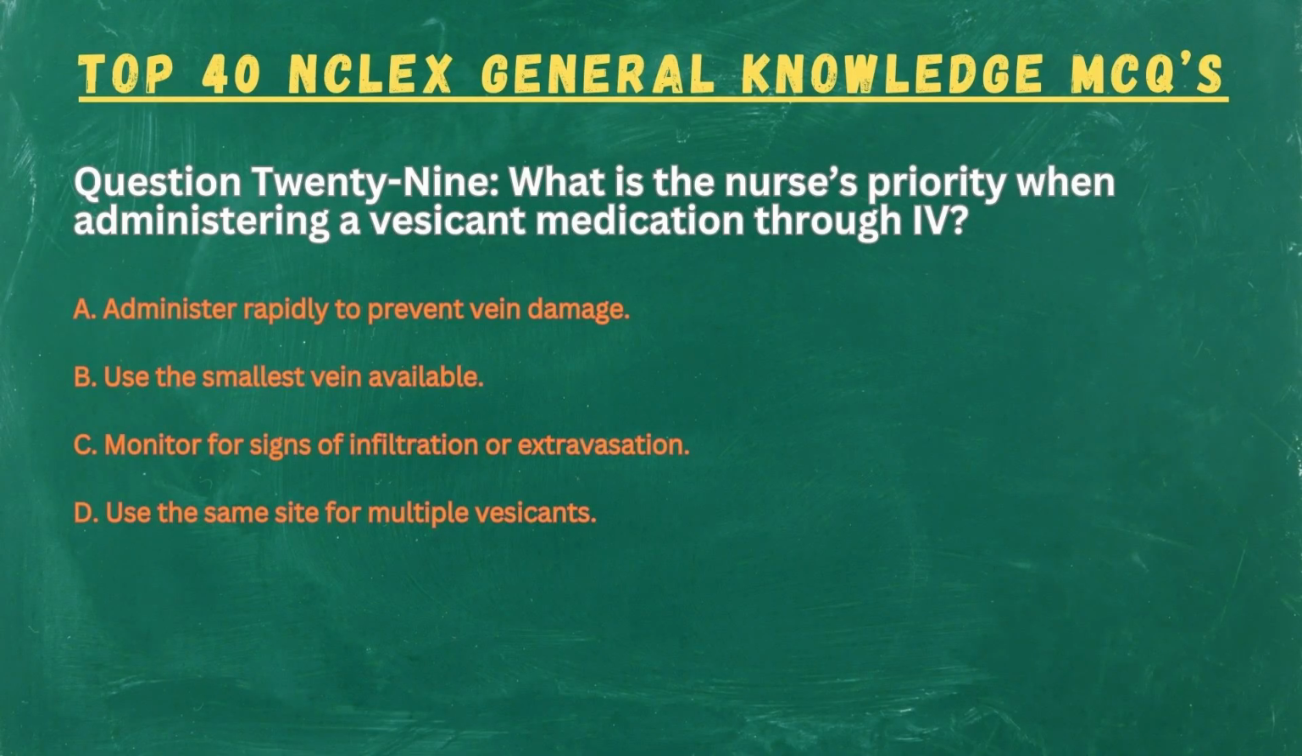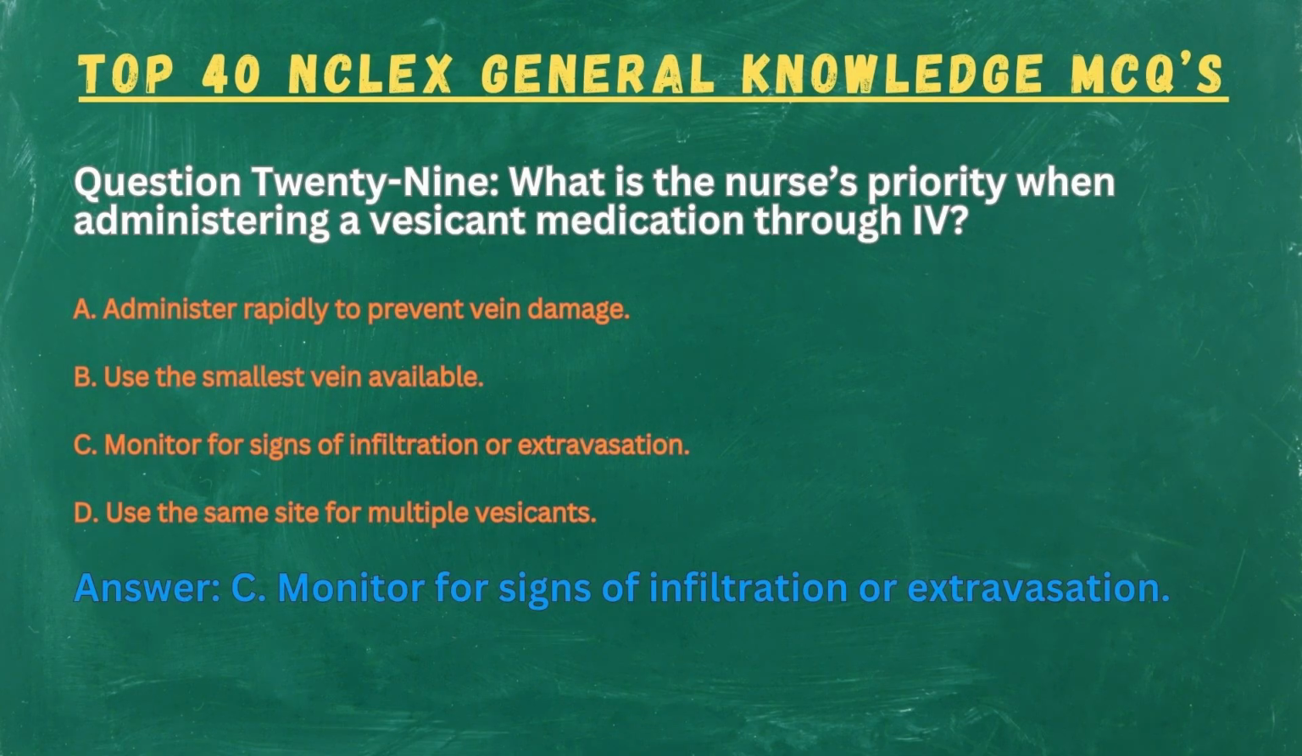Question 29. What is the nurse's priority when administering a vesicant medication through an IV? A. Administer rapidly to prevent vein damage. B. Use the smallest vein available. C. Monitor for signs of infiltration or extravasation. D. Use the same site for multiple vesicants. Answer: C. Monitor for signs of infiltration or extravasation.